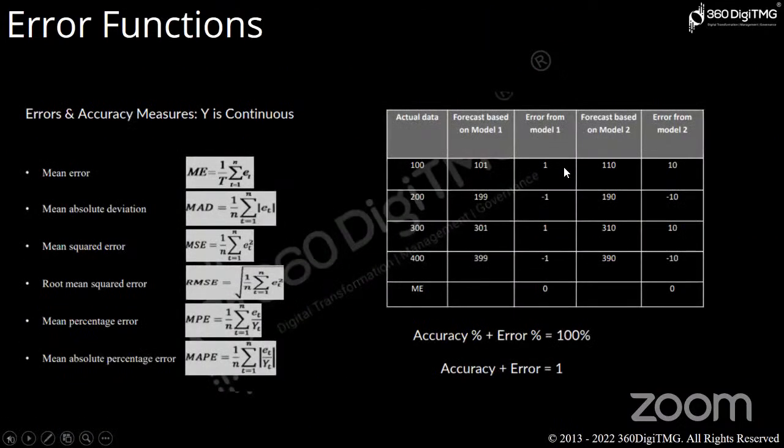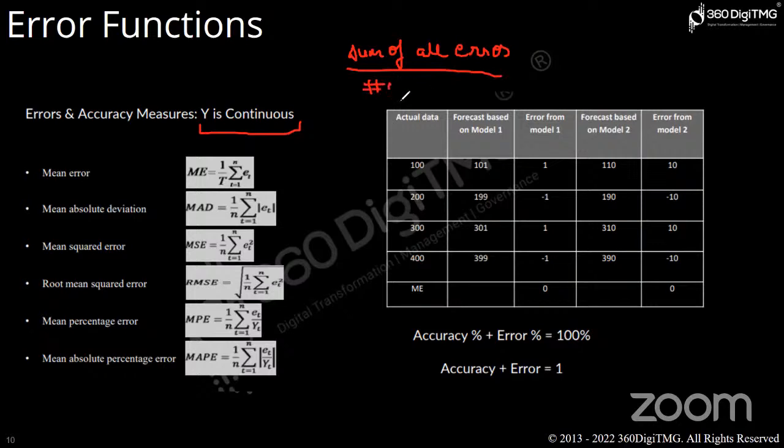Then we have error functions. Error function is when y is continuous, when y is numerical data and it can be represented in decimal format. So what do we do in this? First, we can calculate the mean error. So in mean error, we are basically taking the sum of all errors and we are dividing it by the total number of observations. What are the total number of data points that we have? And we are getting the mean error.